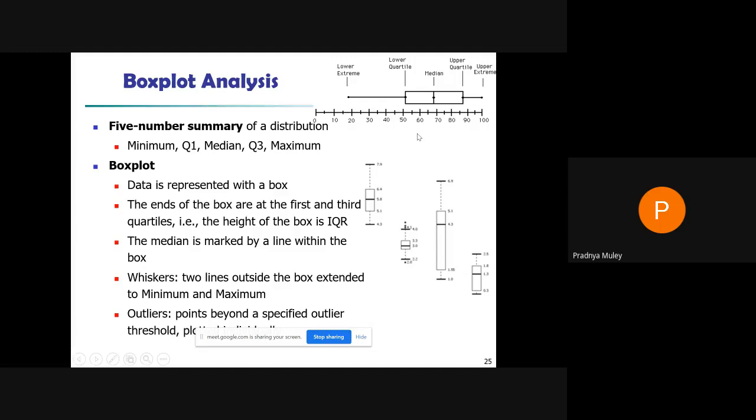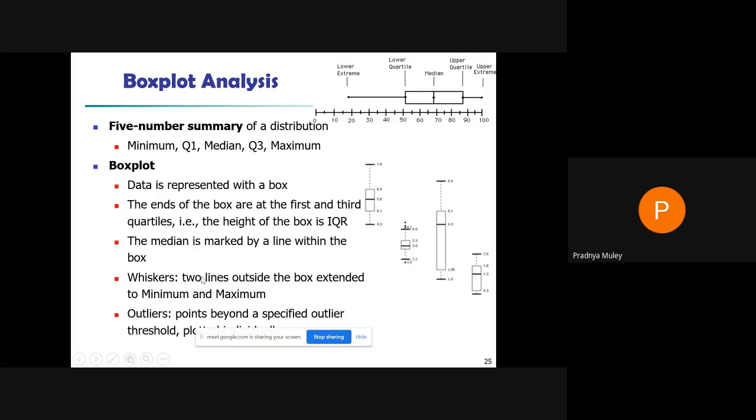So box plot data is represented with a box. The ends of the box are at the first and the third quartiles. The height of the box is the IQR, the interquartile range, the difference between the two quartiles. Then the median is marked by a line within the box.